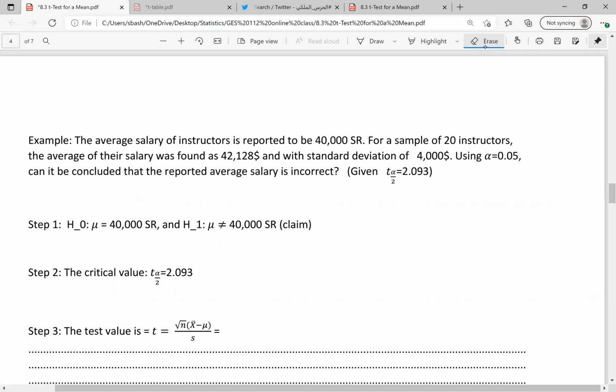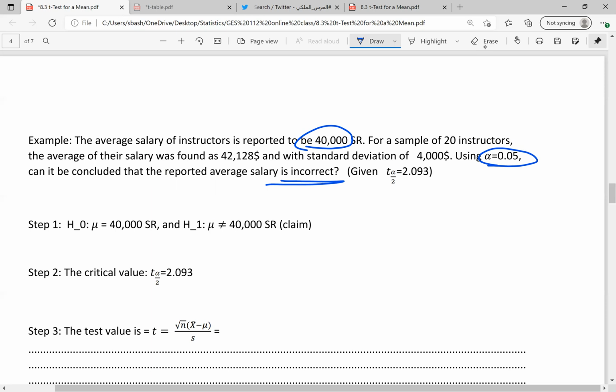In this example, the average salary for instructors is reported to be $40,000. For a sample of 20 instructors, the average of their salary was found as $42,128, with a standard deviation of $4,000. Using alpha equal to 0.05. Alpha is the level of significance, as we said before. Can it be concluded that the reported average salary is incorrect?